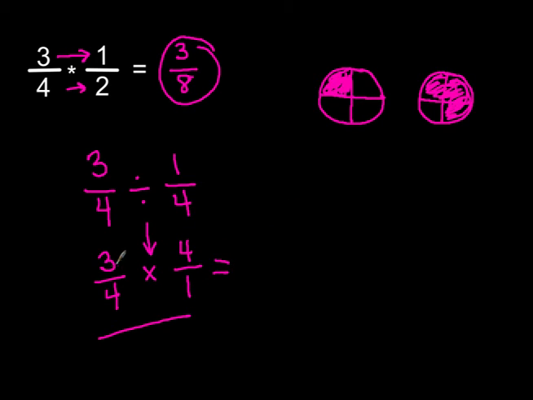3 times 4 is 12, over 4 times 1 is 4, and this I can simplify. I know that 4 goes into 12 3 times, so my answer is 3. 3/4 divided by 1/4 is going to be 3. That means that I can fit 3 1/4 pieces into a 3/4 piece. So I could fit 3 of these little sections into this section, which is true. Here's 1, 2, 3.